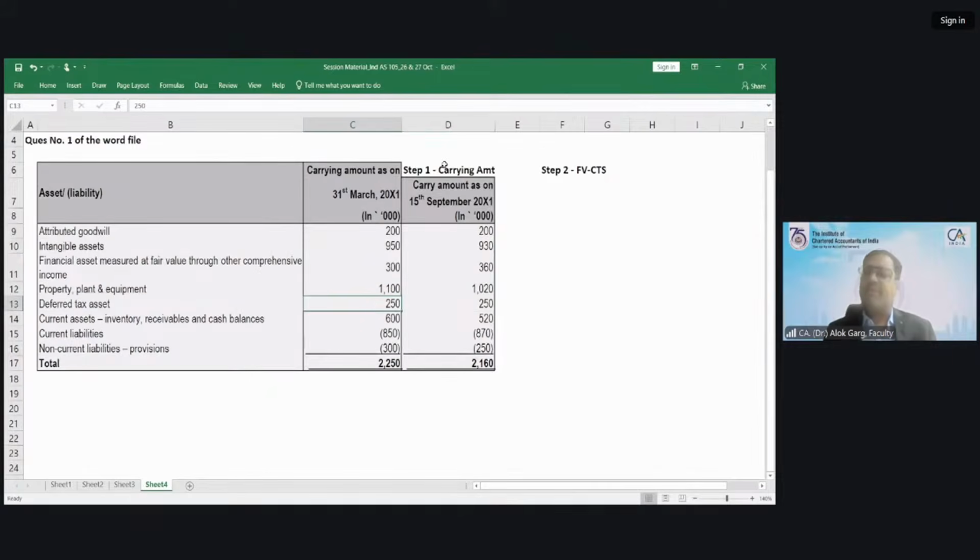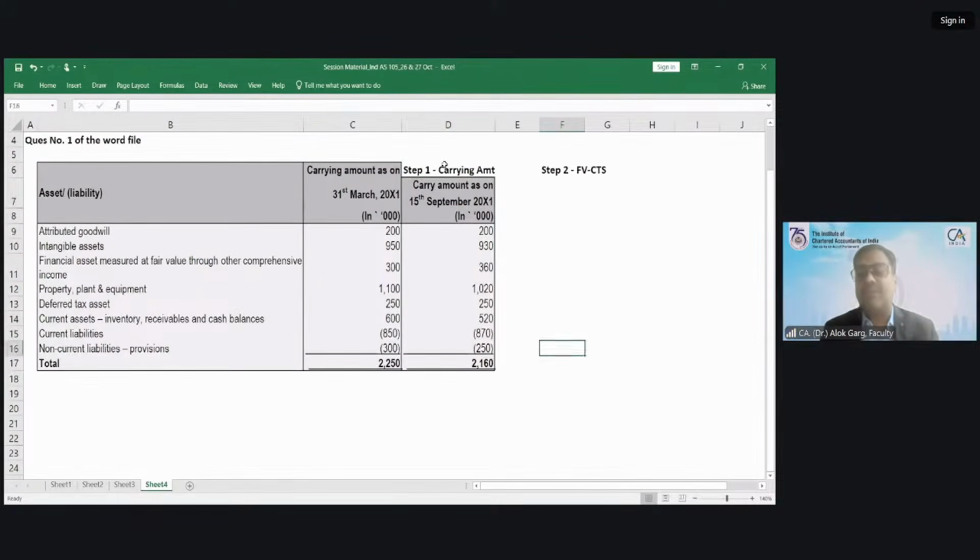Deferred tax asset is the same, 250. Current assets go from 600 to 520, due to movement in inventory, receivables, bank balance, cash balance. Current liabilities go from 850 to 870, largely operational. Non-current liabilities, provisions, go from 300 down to 250, largely operational. Might be liabilities have been paid off. So this is your step number one, your carrying amount. Now, my dear friends, what is your step number two?